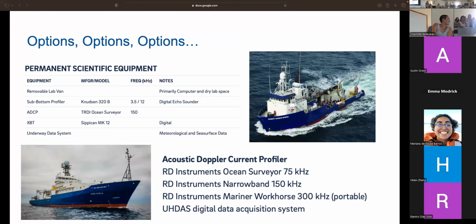Anyways, the size of them scales with it. So your 75 kilohertz, being a really low frequency, is huge, and that's why it's on the ship.